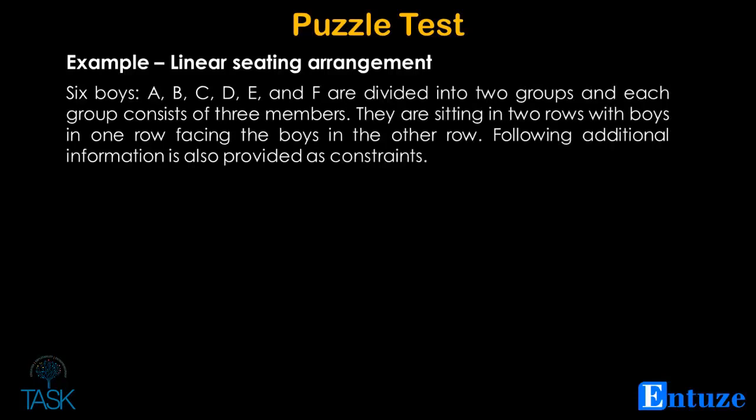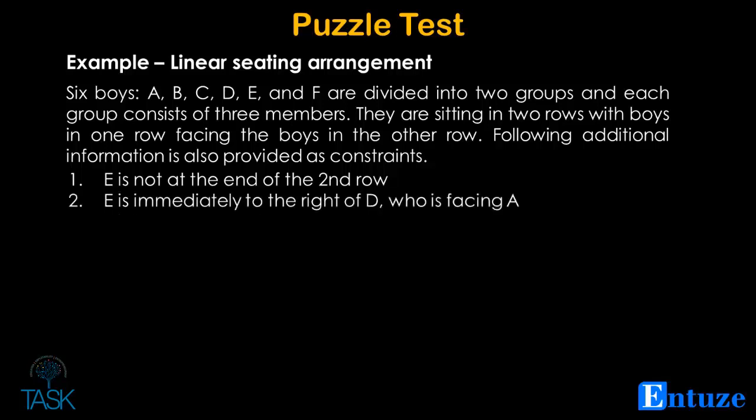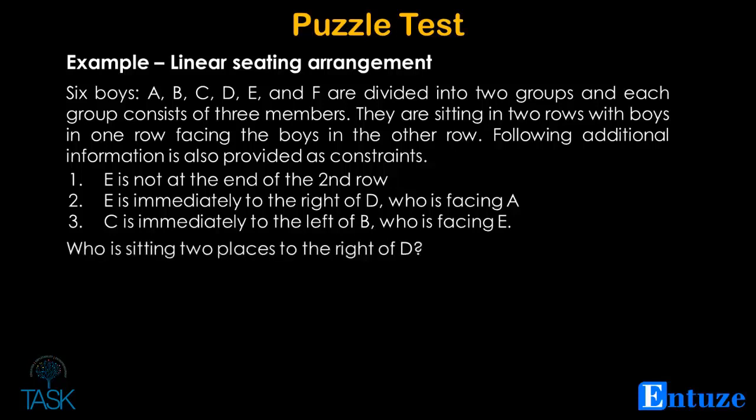6 boys A, B, C, D, E and F are divided into 2 groups, and each group consists of 3 members. They are sitting in 2 rows with boys in one row facing the boys in the other row. The following additional information is also provided as constraints. 1. E is not at the end of the second row. 2. E is immediately to the right of D, who is facing A. 3. C is immediately to the left of B, who is facing E. The question is, who is sitting 2 places to the right of D?